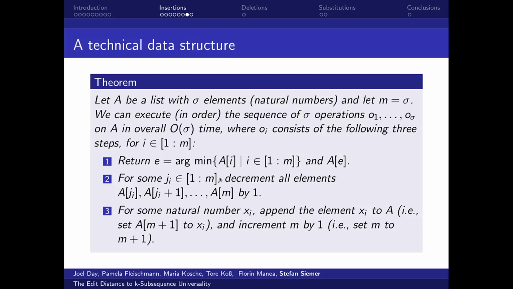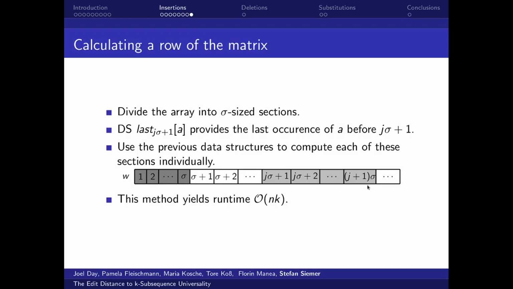Yeah, so the three operations that we execute in this order are that we can retrieve the minimum of this list and the index of this minimum. Then we can decrement some elements from an index onward to the end of the list by 1. And we can append a new element and increment the current size of the list by 1. And we will use that data structure to calculate chunks of our word.